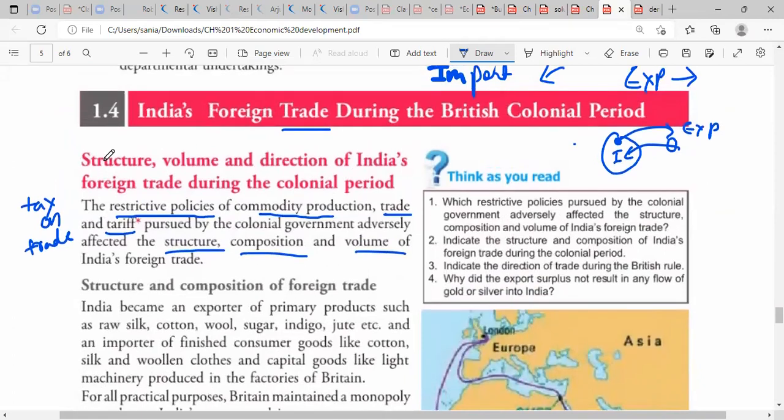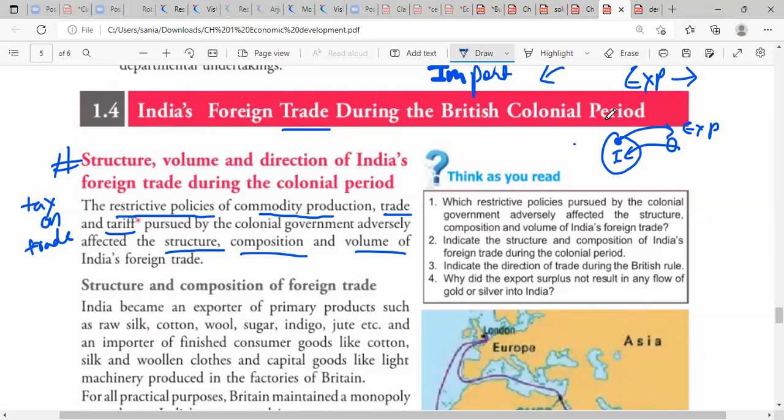Okay. So first, you will write the hashtag. First, you'll write the heading: India's foreign trade during British colonial period. Then you are going to write structure and composition of foreign trade. Okay, just write structure, volume, and direction of India's foreign trade during colonial period, right? And then write the restrictive policies. Okay, students, just first write this, then I'll tell you what to write. Just write the heading hashtag India's foreign trade during British colonial period.